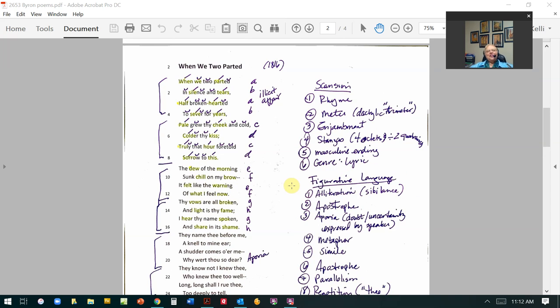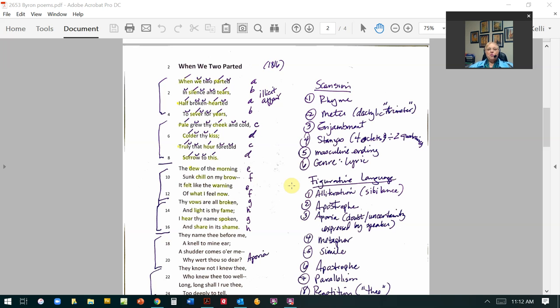When we two parted in silence and tears, half broken hearted to sever for years, pale grew thy cheek and cold, colder thy kiss. Truly that hour foretold sorrow to this. The dew of the morning sunk chill on my brow. It felt like the warning of what I feel now. Thy vows are all broken and light is thy fame. I hear thy name spoken and share in its shame.